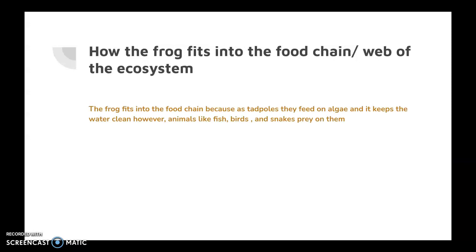How the frog fits into the food chain web of the ecosystem. Food chain is defined in ecology as a sequence of transfers of matter and energy in the form of food from organism to organism. Frogs eat a lot of insects, which helps balance the food chain. Since they feed on small animals and insects, it regulates overpopulation. Biotic factors such as algae, which are autotrophs, create food through sunlight and allow frogs to gain energy from other organisms. Also, frogs provide energy for organisms that prey on them, like fish, birds, and snakes.